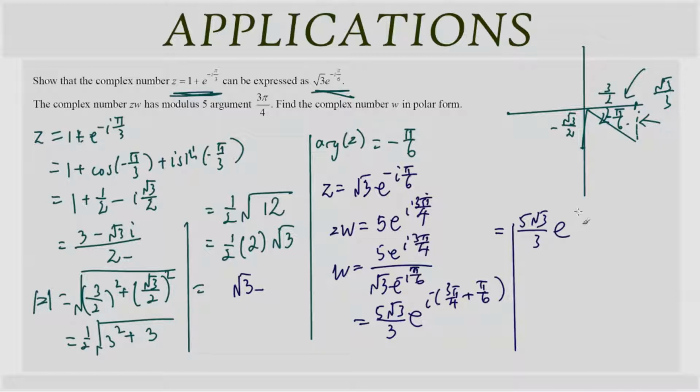times e to the power of i. Now what's 3π/4 plus π/6? Over 24 we have 18π plus 4π, so that's 22π over 24, and that's 11π over 12. Done.